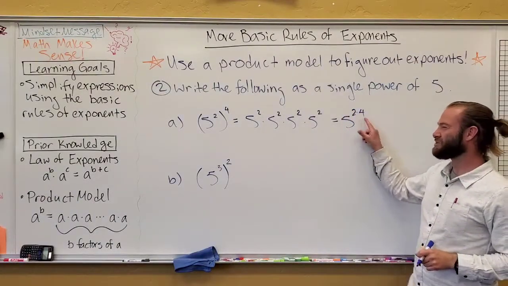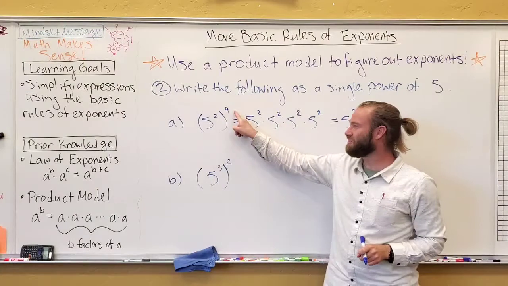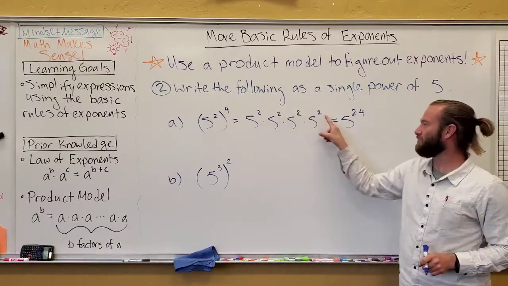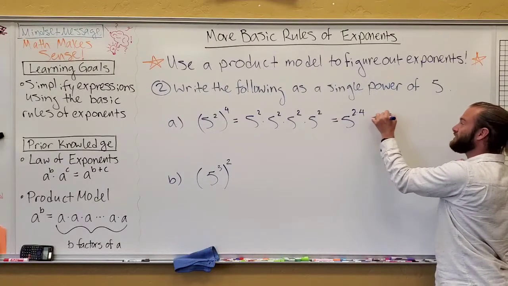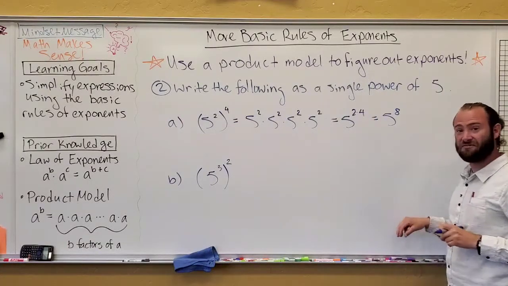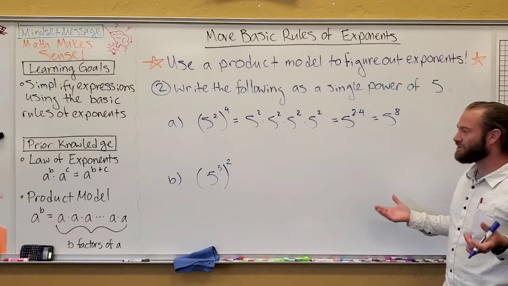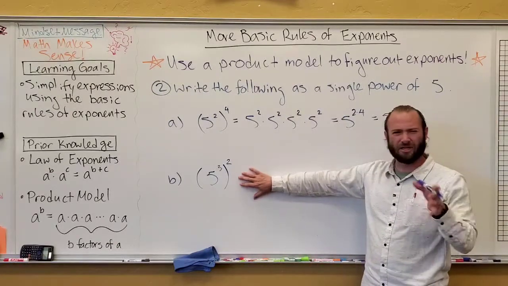Aha! Maybe we think there's a rule here. Look, 2 and 4: when I wrote that all out and realized this was 2 plus 2 plus 2 plus 2, it becomes 2 times 4. So in the end, this becomes 8 factors of 5. And in a similar way, please go ahead and use a product model for this one. It'll be a little bit shorter.